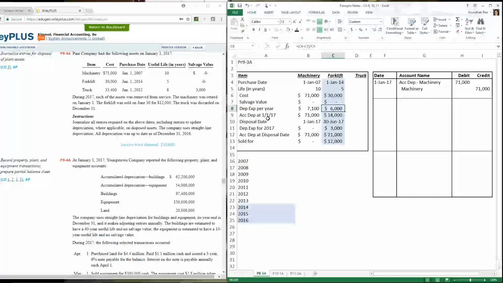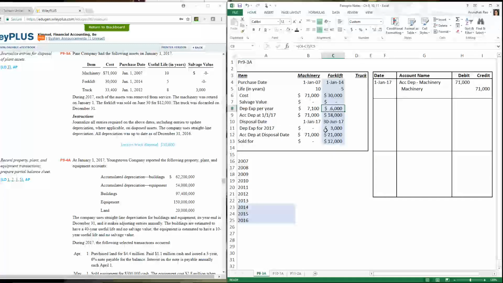On Jan 1st, 2017, I have 3 years worth of depreciation that I've accumulated. That's $18,000. After half the year has passed, on June 30th, 2017, I disposed of the asset. How much will I depreciate in the year 2017? I'll depreciate half the amount, not the full amount, because I had it for 6 months.